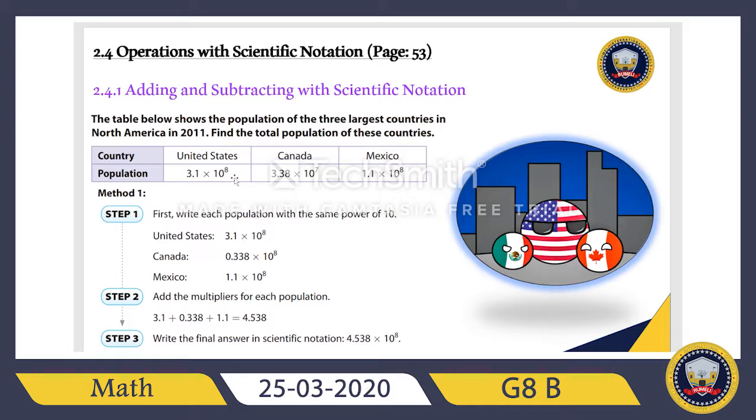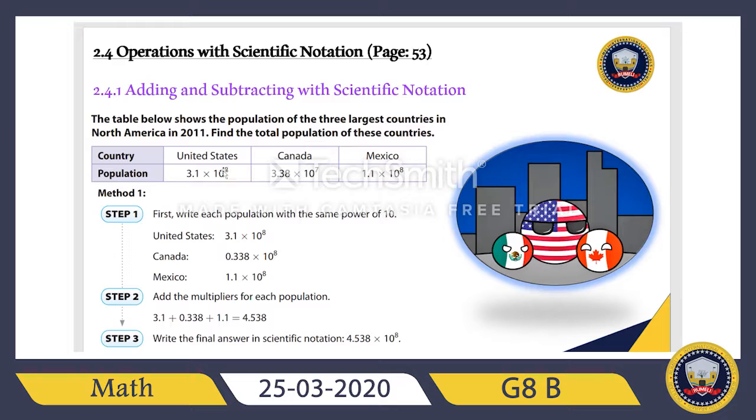Now the question says find the total population in these three countries. So what is the total? Obviously we are going to add these three numbers. Now adding or subtracting scientific notation numbers has two methods. The first method is to write every number with the same power of 10. What I mean by this, we need to move the decimal point and change the power of these numbers so that their powers of 10 will be all the same.